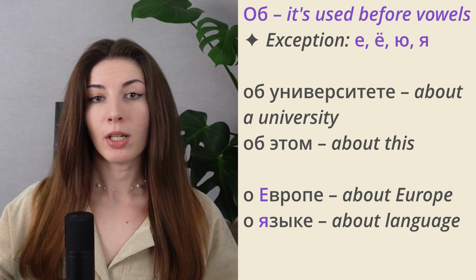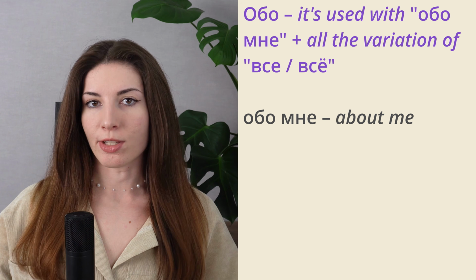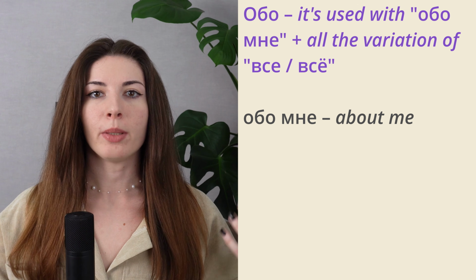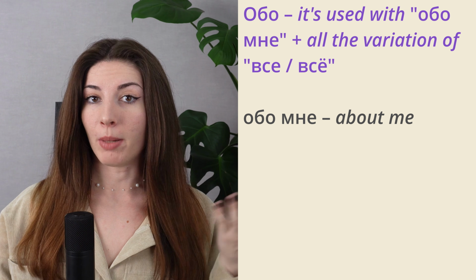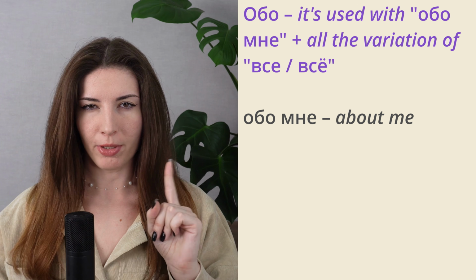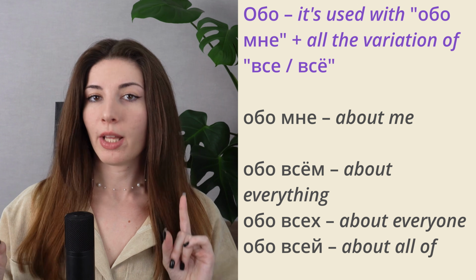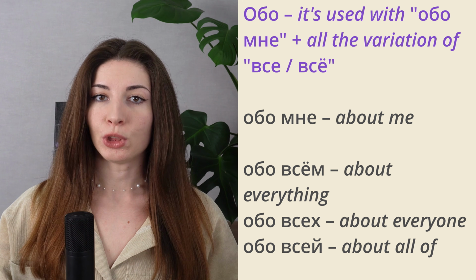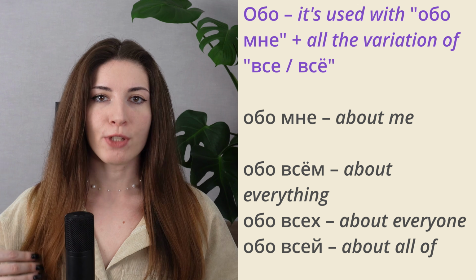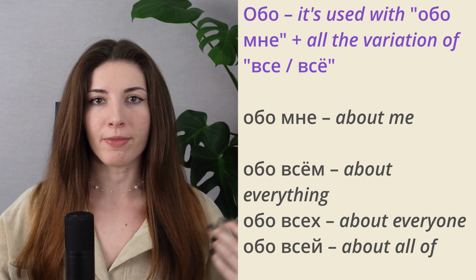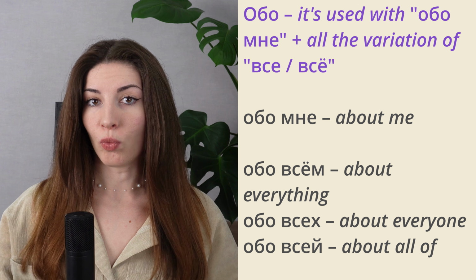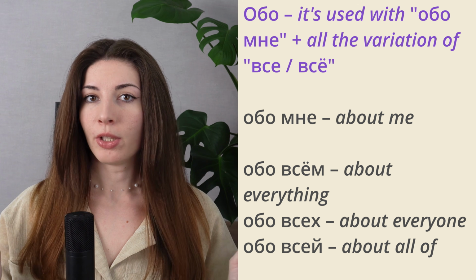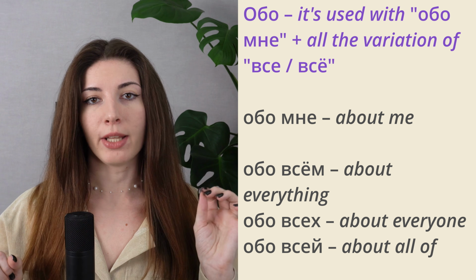If the word starts with those four exceptions, they will take о. О Европе, о языке. And the last option, обо. Обо will be used only with the pronoun мне, обо мне, about me. Remember this one, it's very important. And also, обо will be used with all the variations of the word всё: обо всём, обо всех, обо всей, all those forms. And that would be it. It's not very commonly used. The most commonly used are о and об.